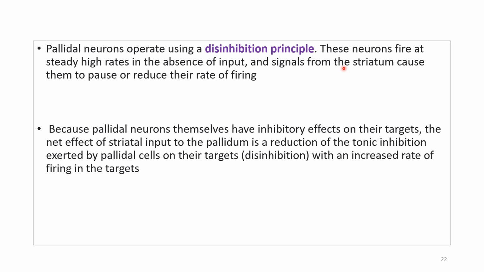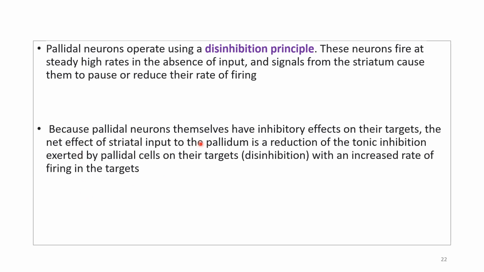Disinhibition principle. The pallidal neurons operate using a disinhibition principle. These neurons fire at steady high rates in the absence of input, and signals from the striatum cause them to pause or reduce their rate of firing. So what is meant by the disinhibition principle? These pallidal neurons will fire at a steady high rate if the input is not present. And if the input is present from the striatum, the striatum will release GABA on these neurons and it will decrease the rate of firing.